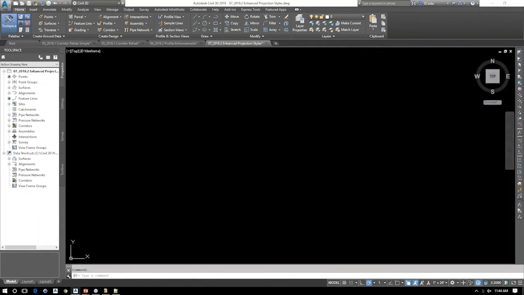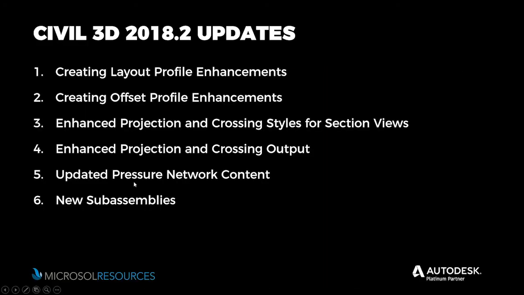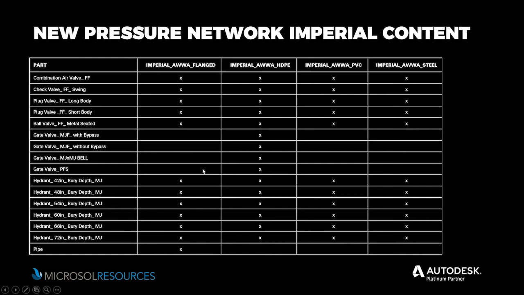Last but not least, for new updates is what I'll call the updated pressure network content. And these I'm just going to do via slide, right? For both imperial and metric content, a bunch of new things were added to Civil 3D 2018.2, and of course, those carried over into Civil 3D 2019.